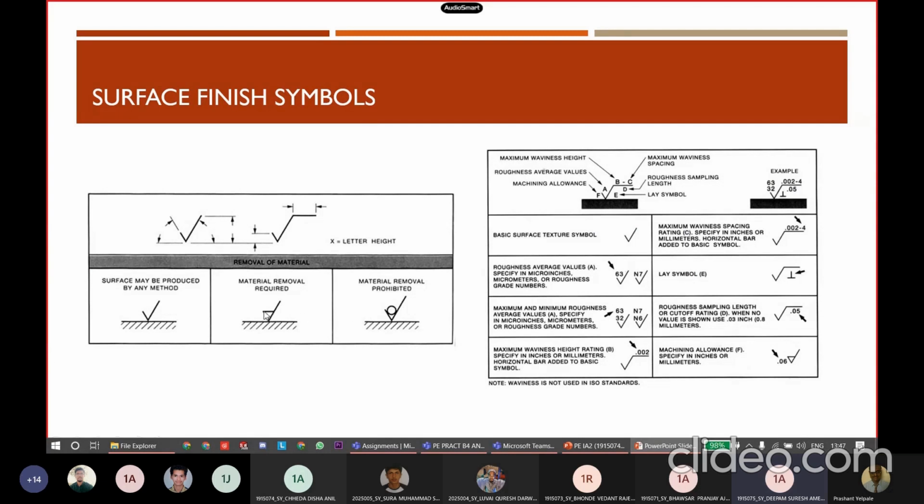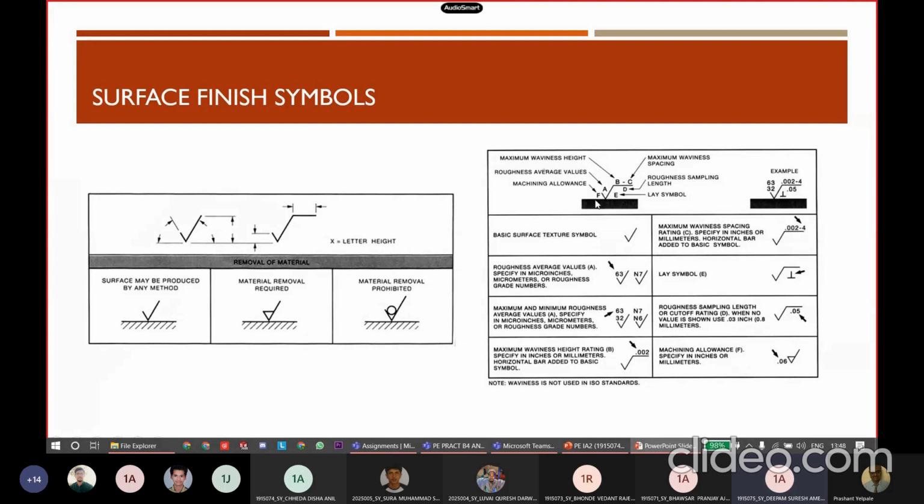The second one has a different symbol with an extra horizontal line here. This is used to symbolize that the surface should be finished by using a material removal method. And the last one with a circle in between means that the material removal method cannot be used to improve the finish of the surface. We have to employ any other method to get the desired finish.